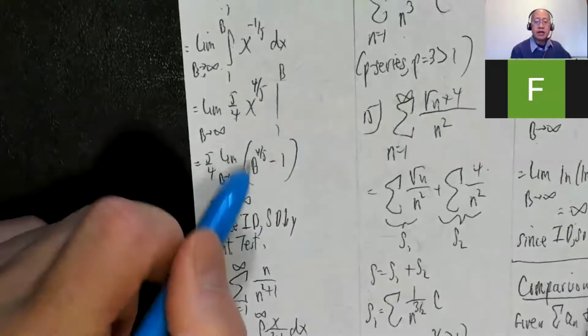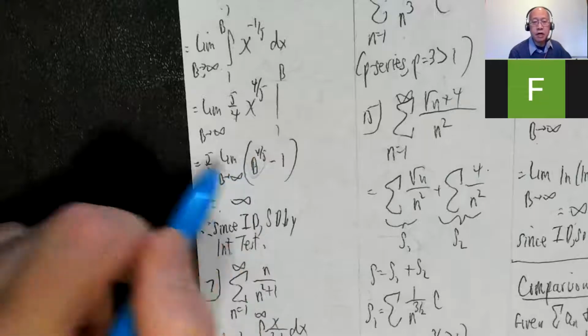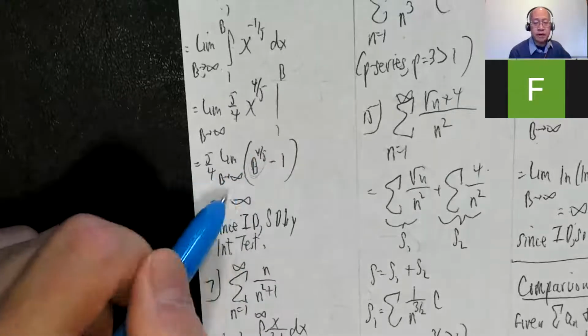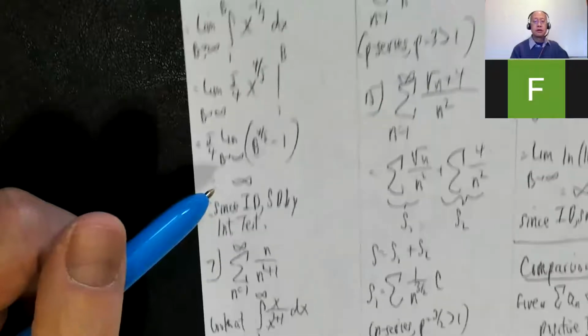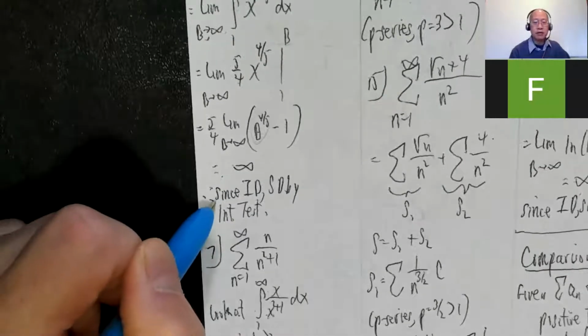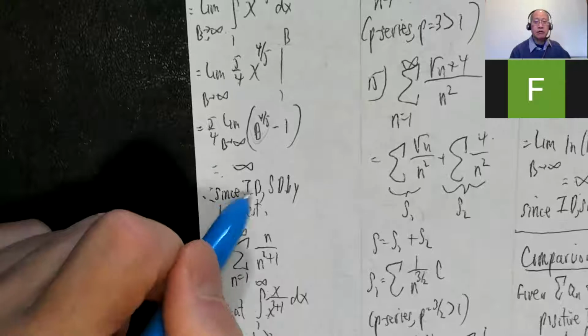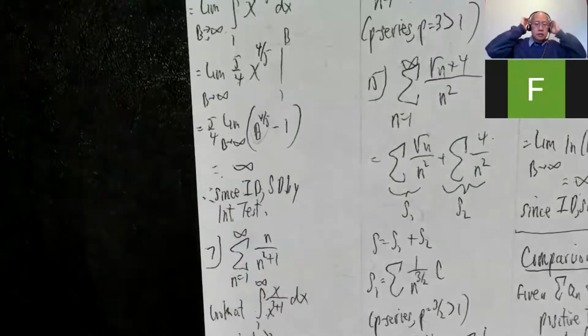And then when b gets big, this gets big. Super big minus 1 is still super big. Multiplied by 5/4, it's big. So I get infinity. So conclusion: therefore, since the integral diverges, the series diverges by the integral test.